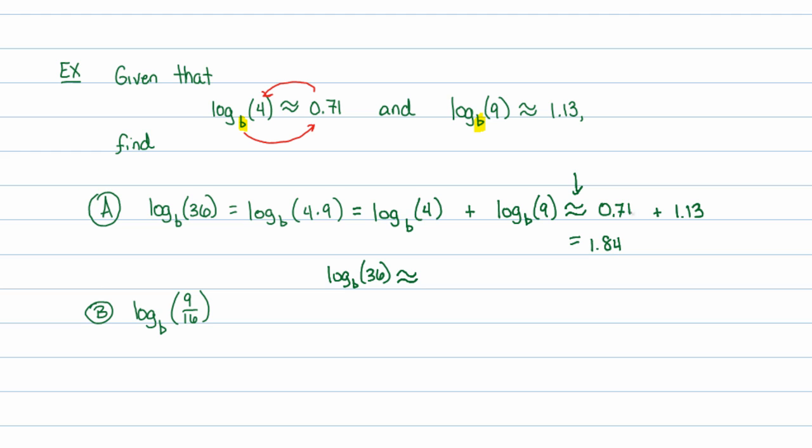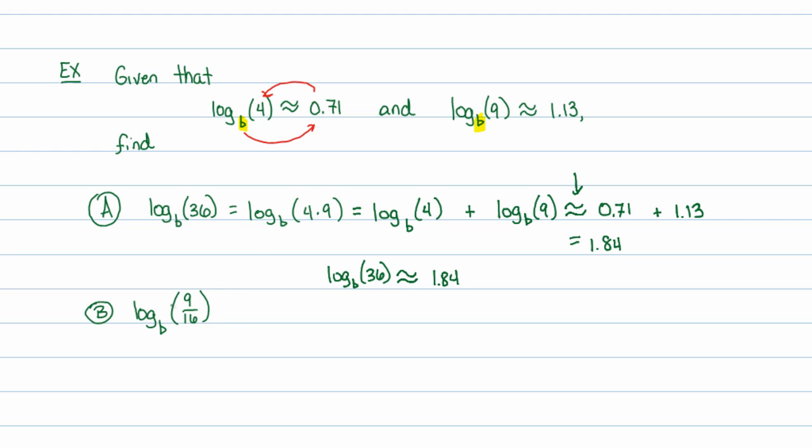But it's approximately equal to 0.71 plus 1.13. And that is exactly equal to 1.84. But again, because we have an approximately equal to in between them, that means this whole thing is approximately equal to 1.84. That's just a little side note. So without using any type of calculator or anything like that, we easily found the value of log base b of 36, even though they didn't explicitly tell us anything about it.